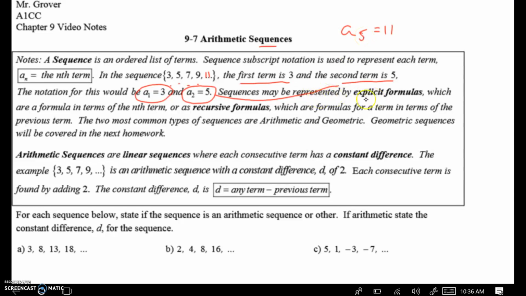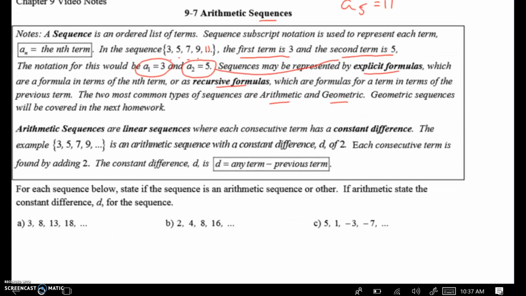Sequences can be represented as explicit or recursive formulas. We'll talk more about that, and you get a lot more in depth with that in Algebra 2. We will talk about recursive formulas. That's actually section 9.9. But for now, we'll stick with explicit. But like I said, the word explicit is not really too important for you this year. But the most common ones are arithmetic and geometric. Not all sequences are arithmetic or geometric. Not all functions are linear or exponential, but they're the most common ones we work with in this course.